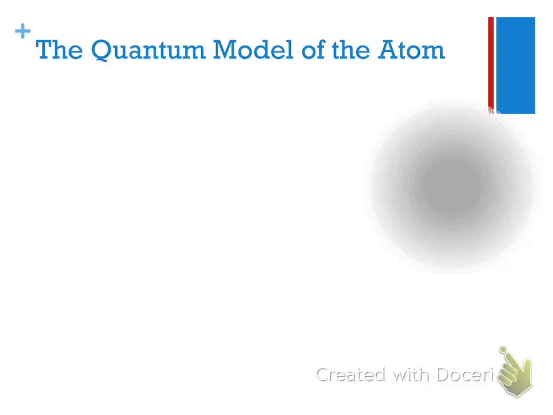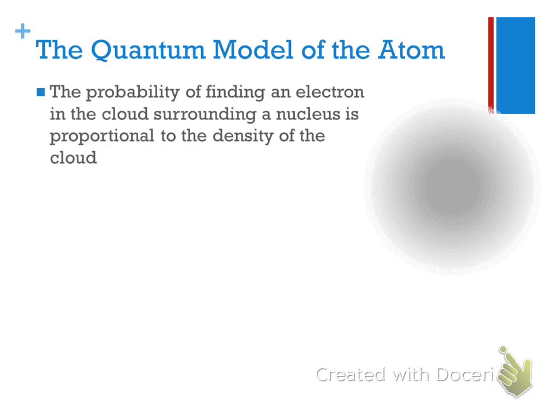We're going to look at the quantum model of the atom. The quantum model of the atom looks like this cloud, basically. It gives us a region to look for an electron. We've identified where electrons sit in their orbitals. Our orbitals are electron pockets.